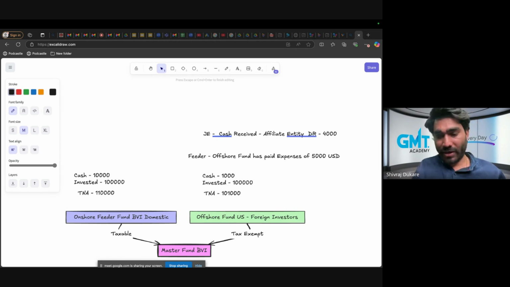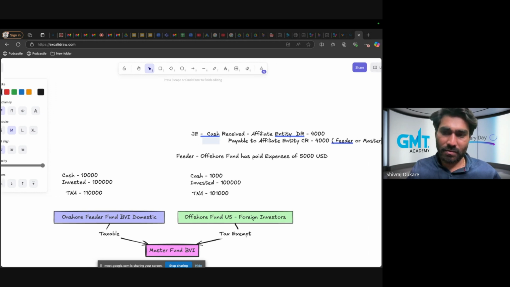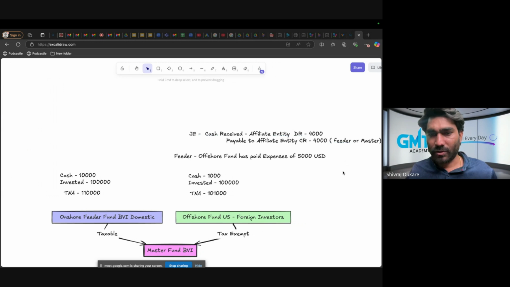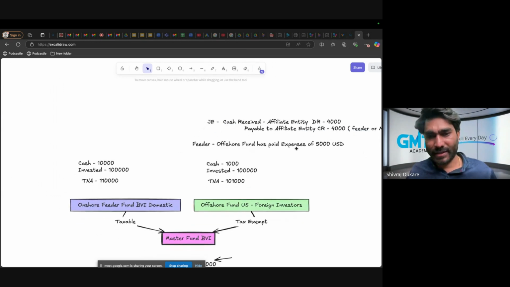4K, which you can request, and credit would be payable to affiliate. Affiliate means concern entity, which is 4K, and again, it's a credit balance. Now, you can request payment from your feeder or master, depending. So it's your decision, basically. You can take that decision.